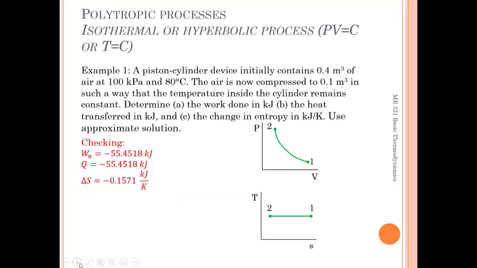Now let's check the sign of the answers that we have just computed. All these quantities are negative and their signs are consistent with the direction of the curves in the PV and TS diagrams. Remember that when the PV diagram goes from right to left, then the non-flow work should be negative. On the other hand, when the TS diagram goes from right to left, then the heat transferred during the process and the corresponding change in entropy should be both negative.